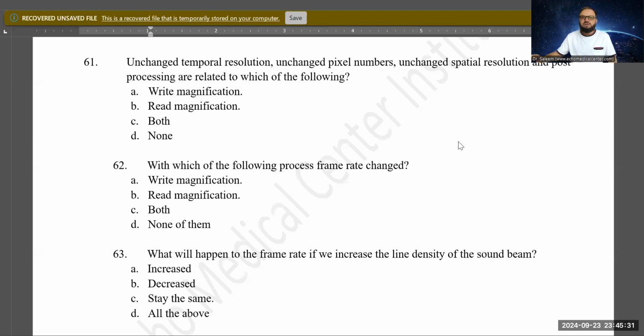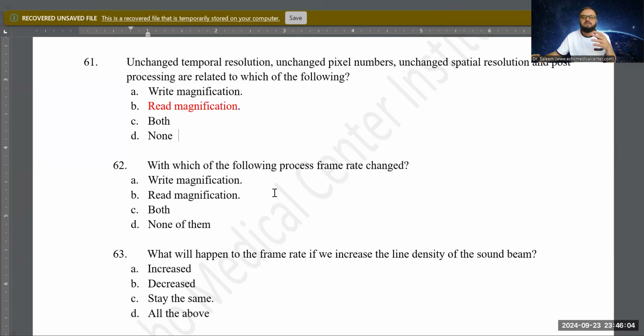So the question is, you can see here: unchanged temporal resolution, unchanged pixel numbers, unchanged spatial resolution, and post-processing. Are these related to which of the following? Write magnification, read magnification, both, or none of them? What do you think? Correct. It will be read magnification. Absolutely correct.